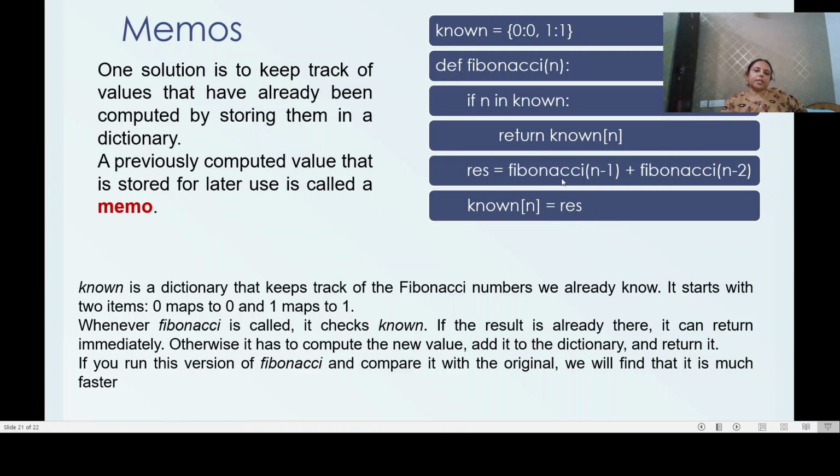If you do this, the number of calls will be reduced, which will improve your running time. Whenever Fibonacci is called, it checks known. If the result is already there, it can return immediately. Otherwise, it will compute the new value, and this new value is added to the dictionary. So that we can make it fast. The runtime will be reduced when you go for a larger value of n. This concept is called a memo.